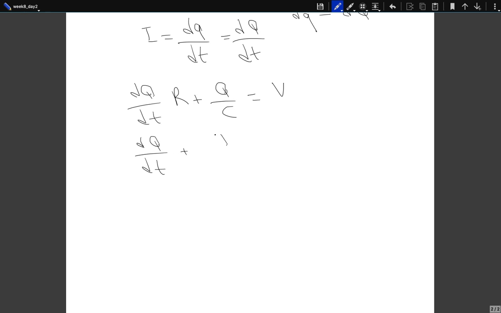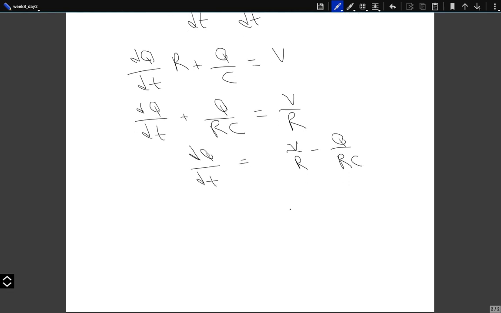Let me just simplify it a bit. This is equal to V over R, or dq by dt. This is V over R divided by Q over RC. Now I'm treating it as the ratio of very small changes. A very small change in time is related to a very small change in the charge through this relationship at an arbitrary time. Now I can just sum all these small changes in time.